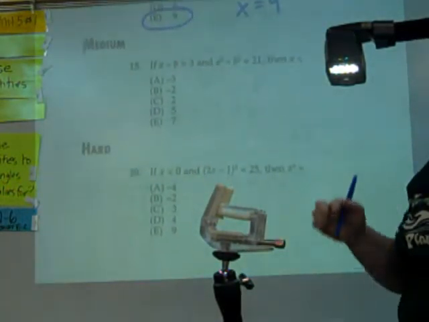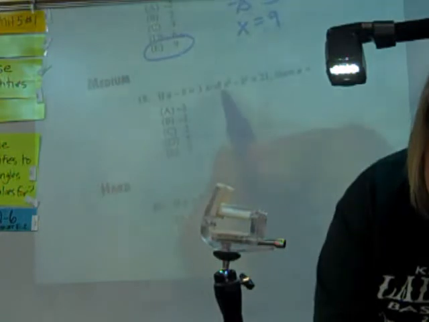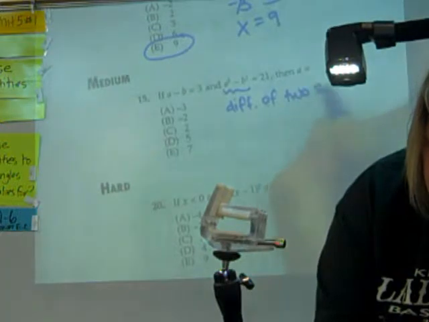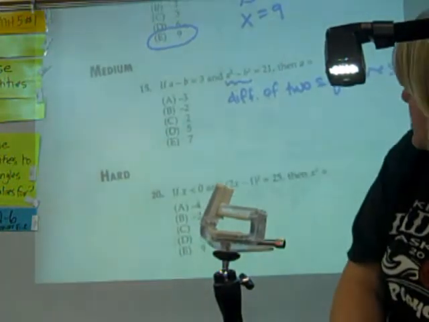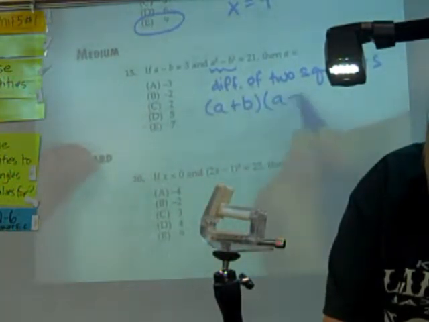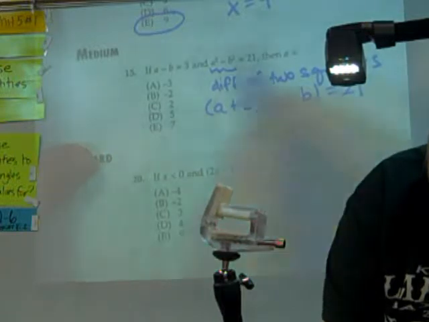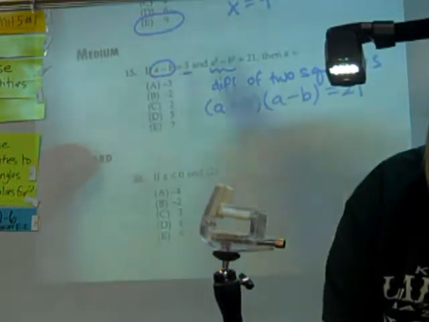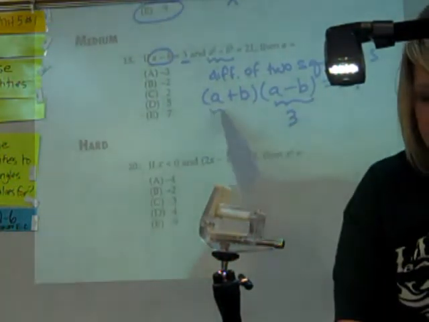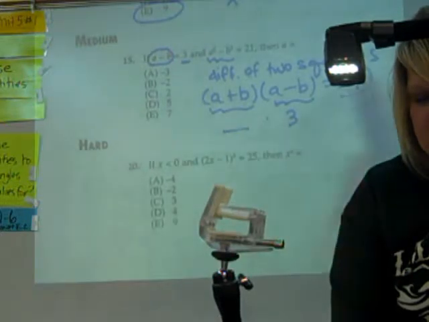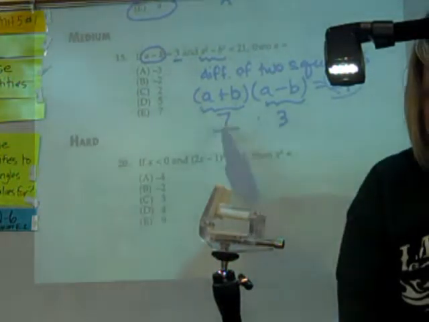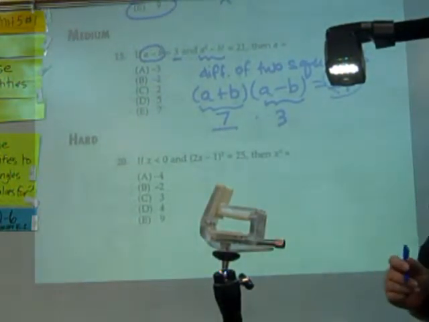Right. Okay, again, on the next one, if you recognize that this can be factored because it's a difference of 2 squares, and you factor it, a squared minus b squared would be a plus b times a minus b. Well, I know that a minus b is 3, right? So what does a plus b have to be in order for these to multiply to give me 21? 7. A plus b has to be 7, because 7 times 3 would be 21.